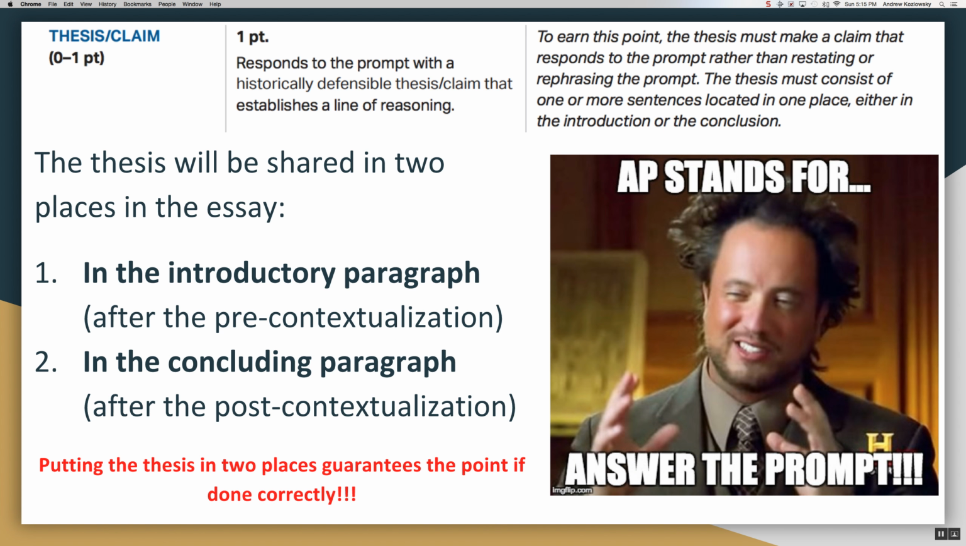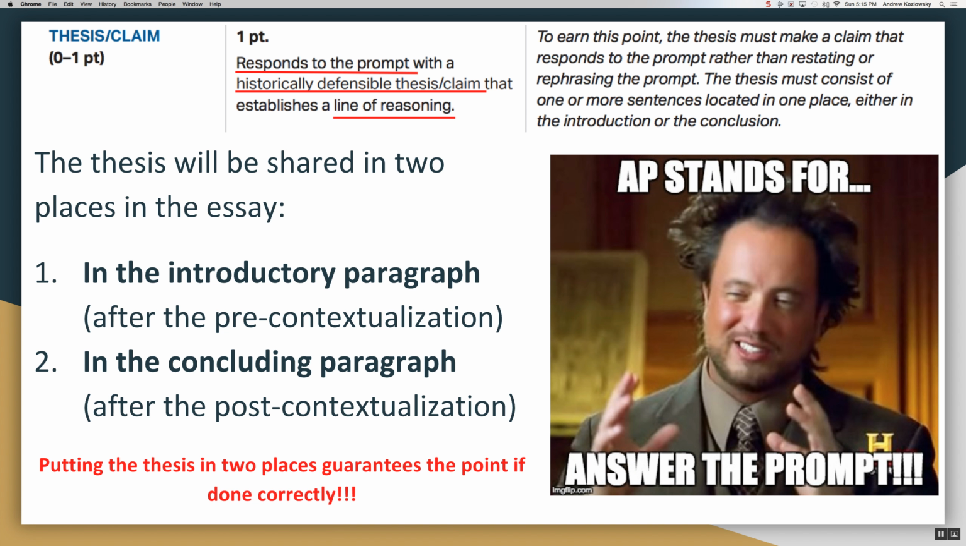Next, thesis claim. Your thesis will also be shared in two places, in the introduction paragraph and the conclusion. Okay, the 3 parts to the thesis are: 1, it has to respond to the prompt. AP stands for answer the prompt. 2, it has to be historically defensible. That means, can it be argued both ways? And 3, it has to establish a line of reasoning. So you can't just say World War II changed the United States forever. You have to say World War II changed the United States forever because X, Y, and Z.